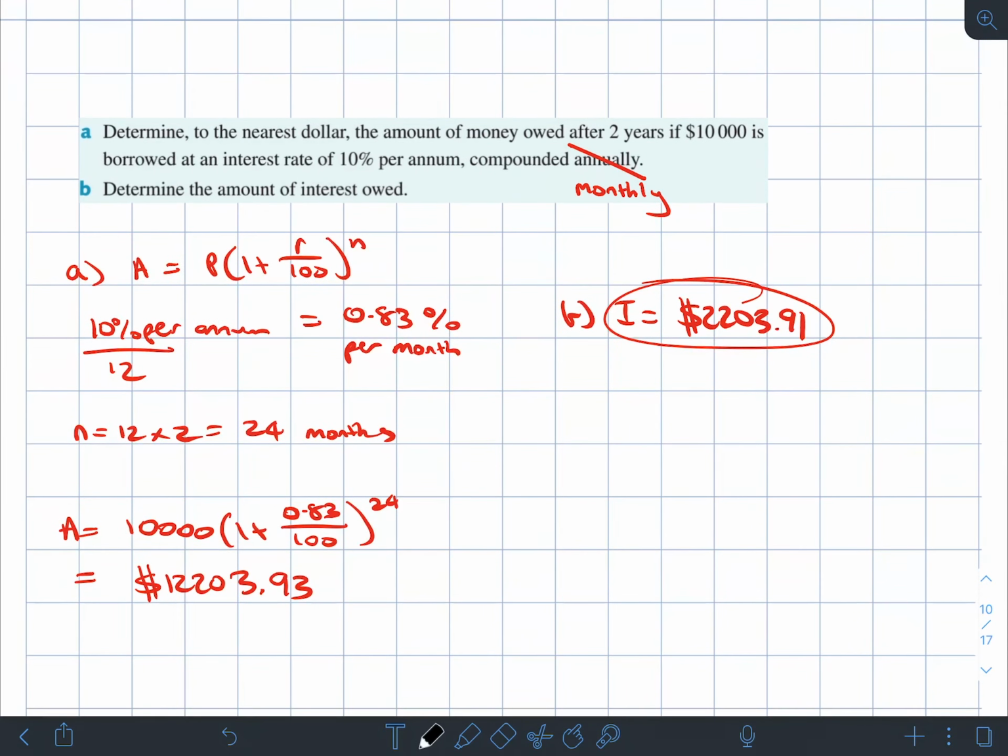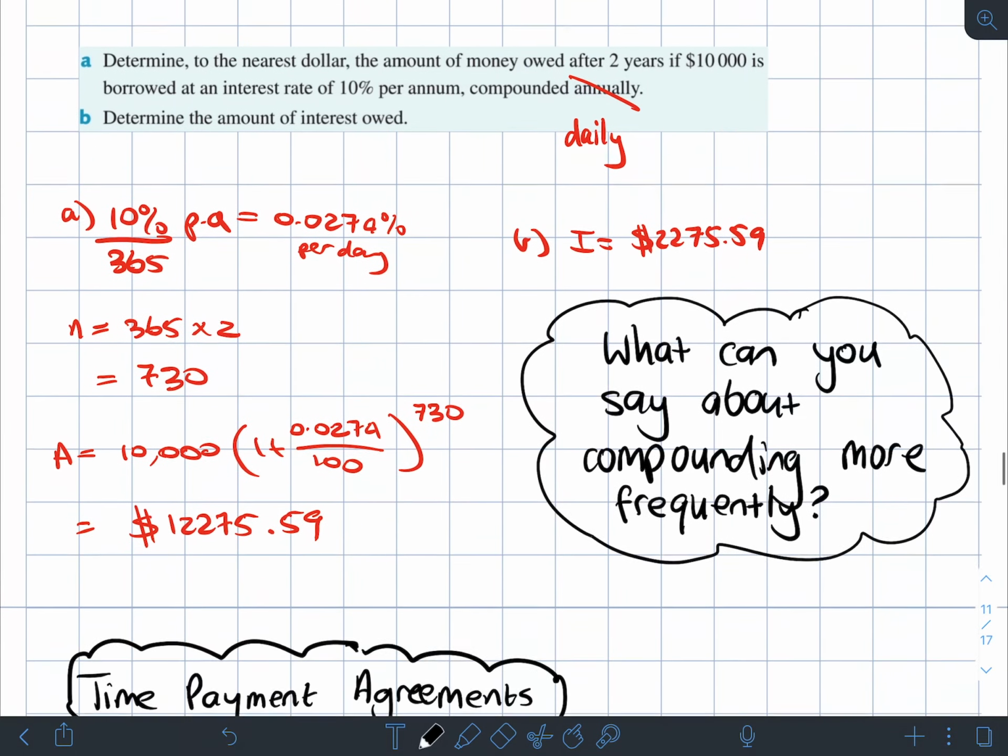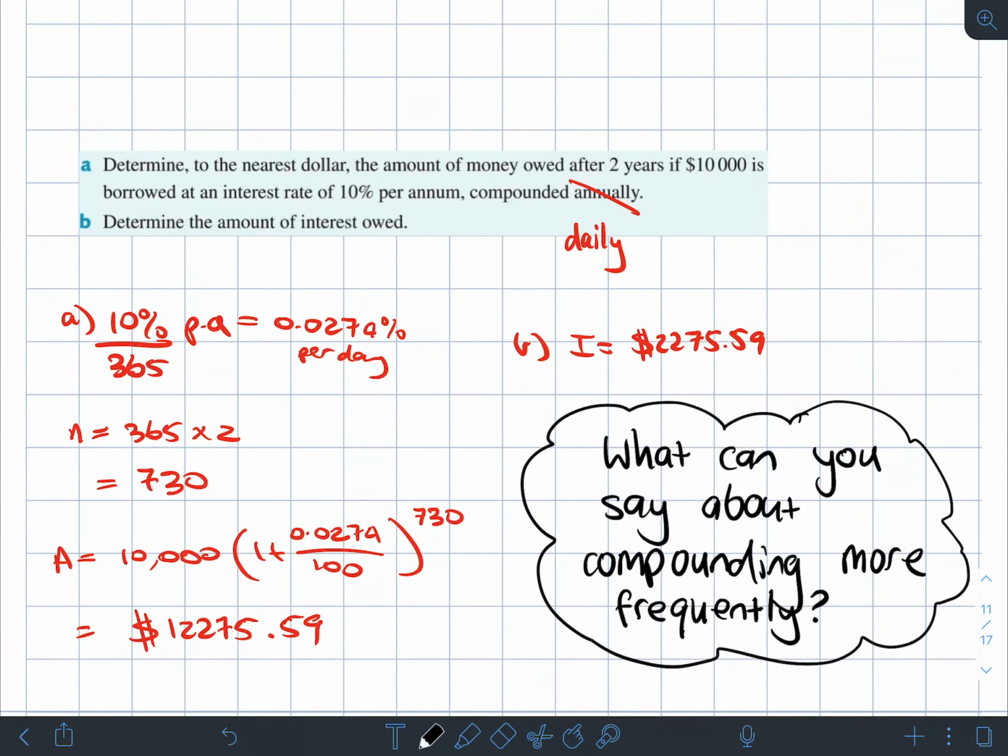Then if we're compounding in frequencies other than annual, so for a month, we need to change the interest rate to something that's a per month interest rate, and also determine what the number of compounding periods are. And then we noted that the more frequently we compound, the greater our amount becomes.